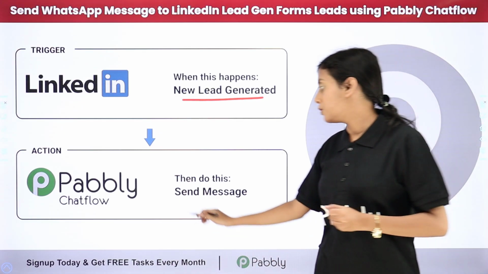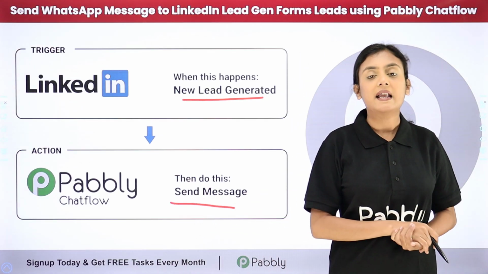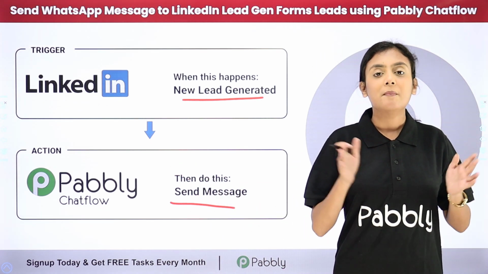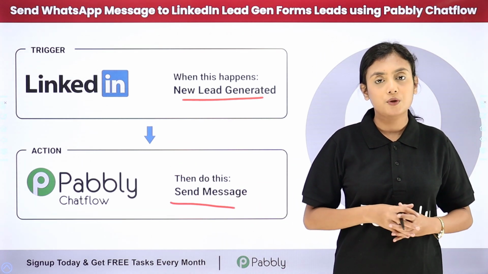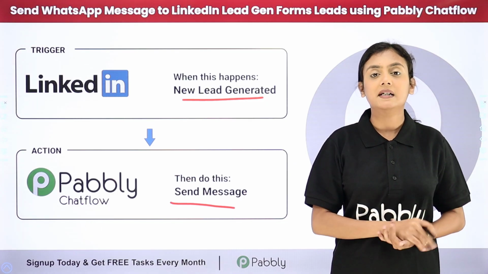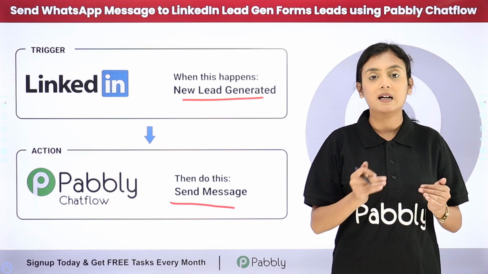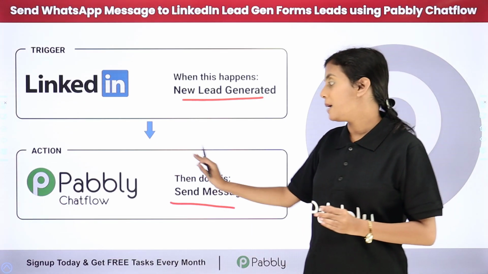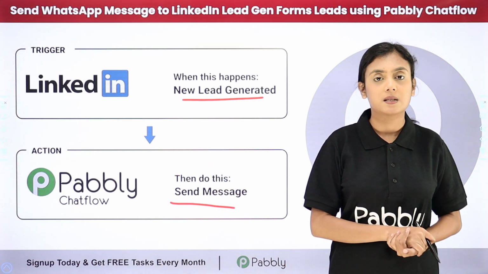Towards that lead, I want to send a WhatsApp message, and I'm going to send the WhatsApp message by using Pabbly Chatflow. Pabbly Chatflow is a newly launched product by Pabbly that helps us to create an efficient conversation between us and our customers or leads. And with the help of Pabbly Chatflow, I'm going to send WhatsApp messages towards my leads.